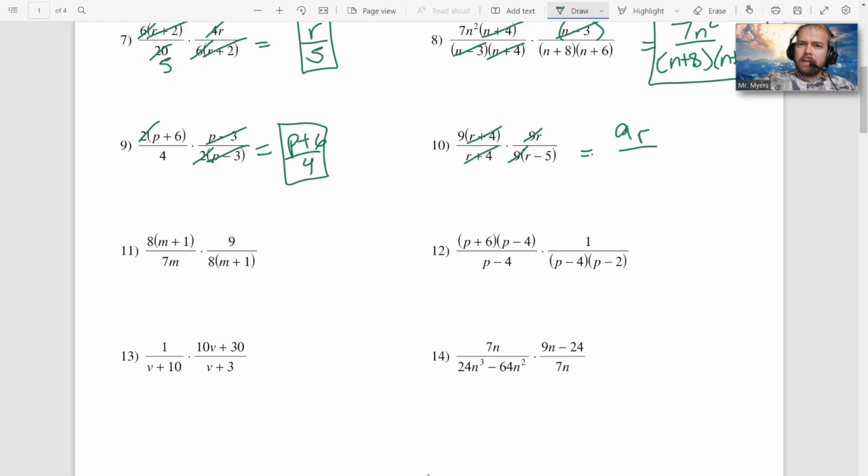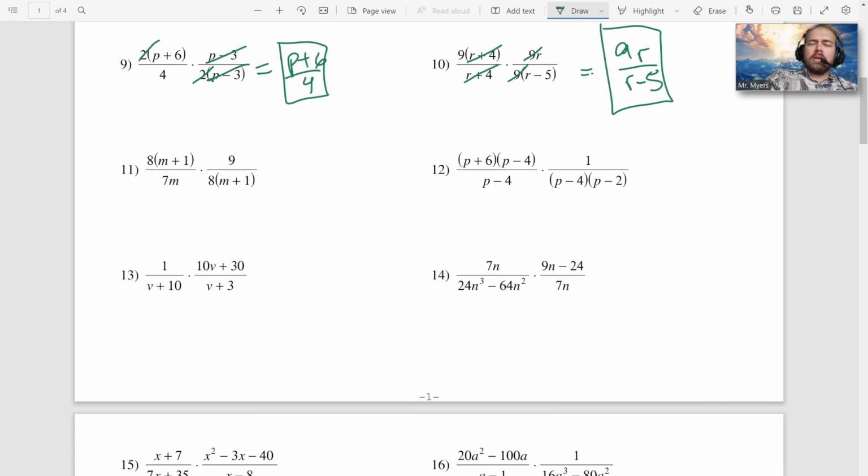Those are the only two things I didn't cancel. And then on the bottom, R minus 5. And you could put that in parentheses still if you wanted to. You shouldn't get counted off for that, but you don't need to. That cancels with that. 8, 8, 9 over 7m. That's it for that one.